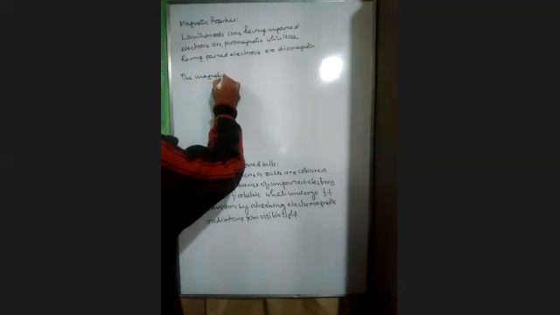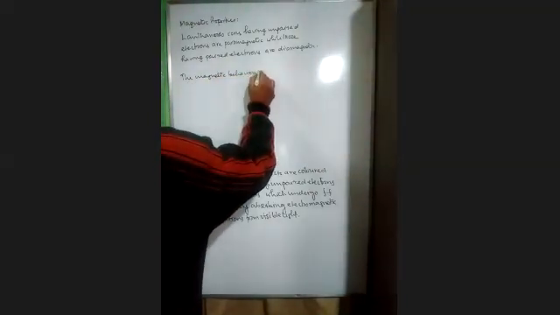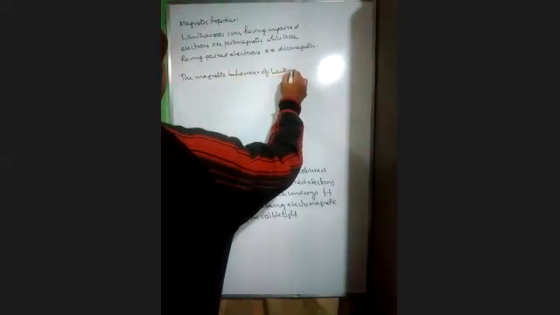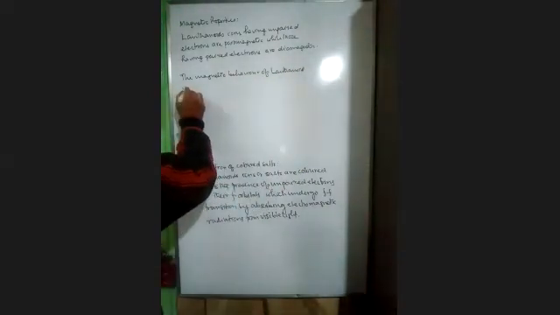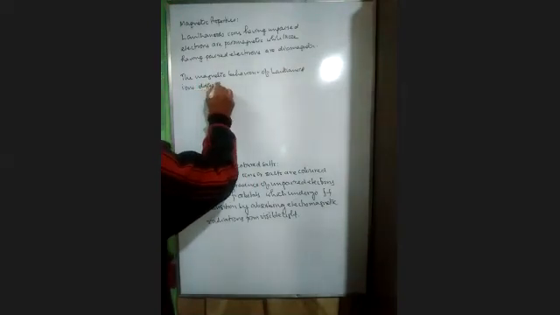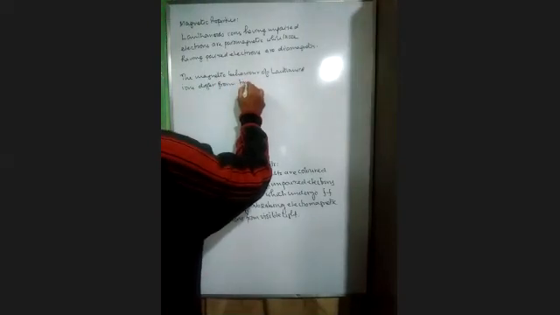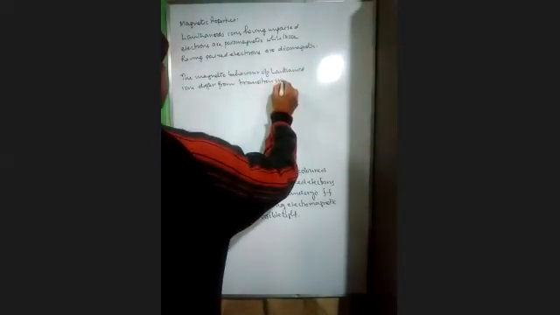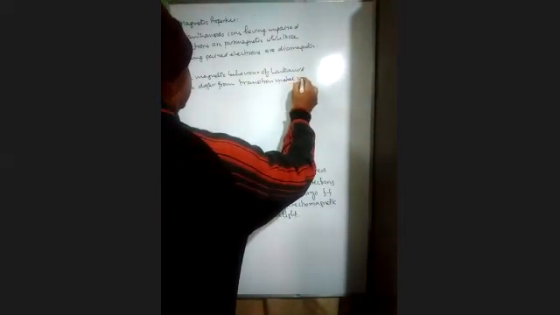See, the magnetic behavior of lanthanides differs from their transition metal ions. I'll write now: the magnetic behavior of lanthanoid ions differs from transition metal ions. See, in transition metal ions, we only take into consideration the spin only magnetic moment. But in the case of lanthanides, it comprises both spin as well as orbital motion.